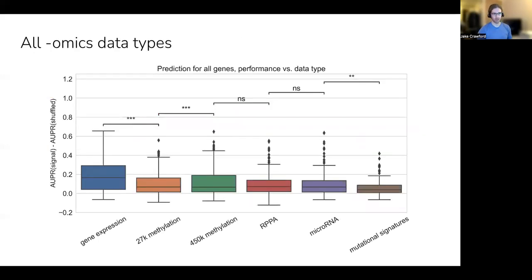When we include all of the omics data types, we have fewer samples now because every sample has to have every data type. This gives us about 5,000 samples now. And again, higher is better. So we can see that gene expression continues to do slightly better than the other 5 data types in this case. So it tends to be the best default choice across all of the genes.